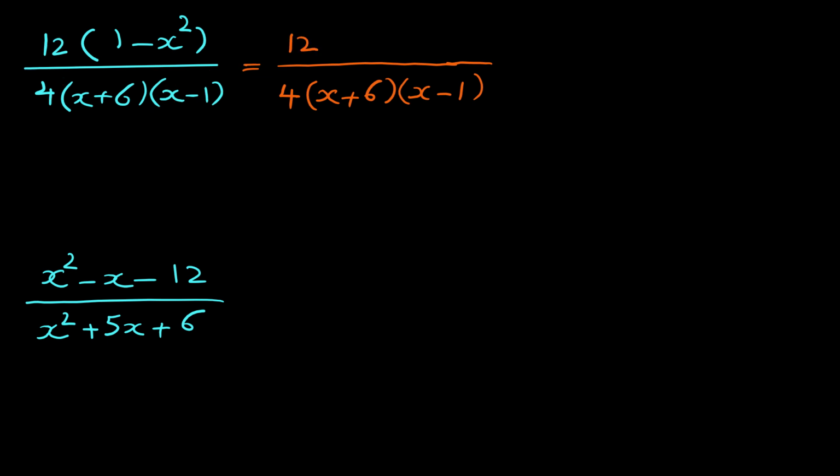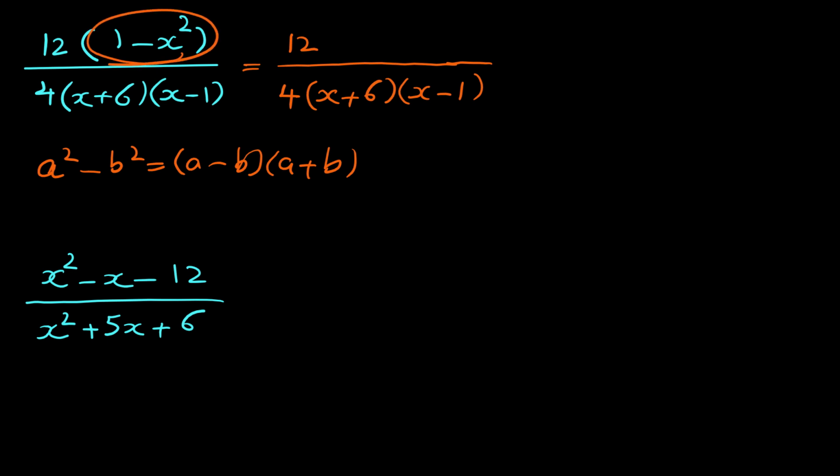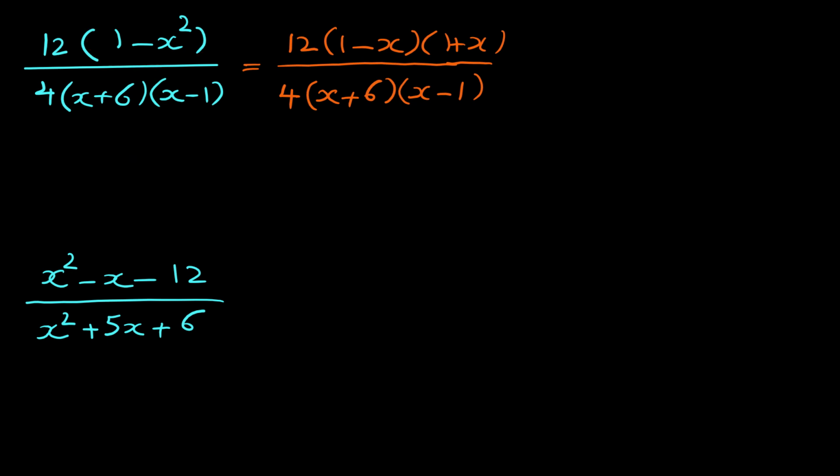How can we factor 1 minus x squared? Again, with the aim of this identity, a squared minus b squared is a minus b times a plus b, this can be factored in the form of 1 minus x times 1 plus x. Now the numerator is factored completely, and the denominator is factored completely. Now we look for common factors between numerator and denominator. It is obvious that 12 with 4 simplifies, and then we have a 3 in the numerator. So we have 3.